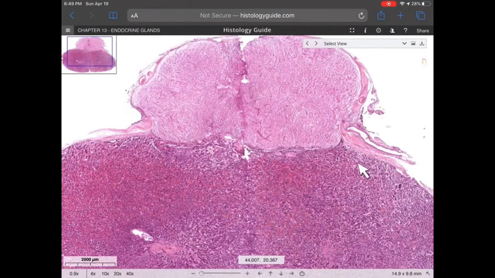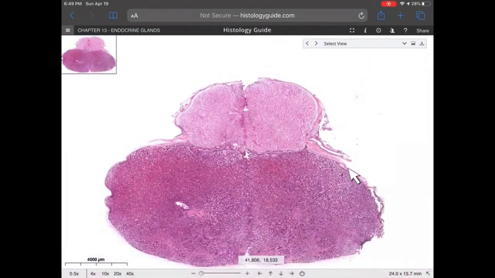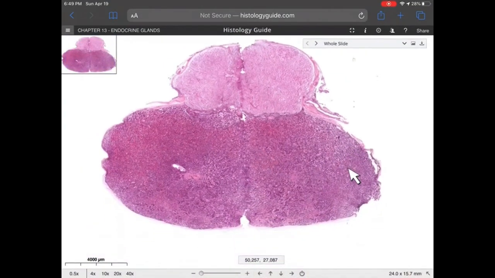We do not have the infundibulum on this particular slide because this is a transverse section, not a sagittal section. So the infundibulum is the stalk that connects the posterior pituitary, or neurohypophysis, to the hypothalamus.